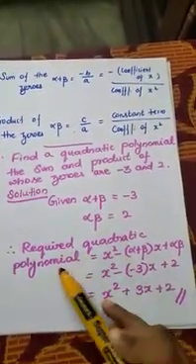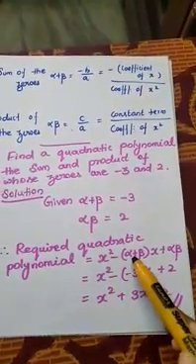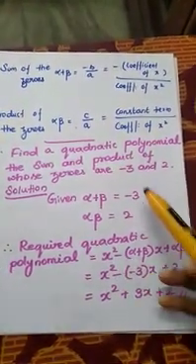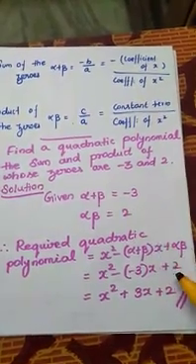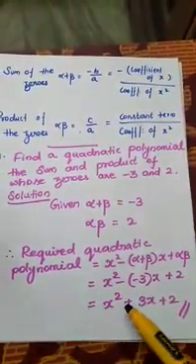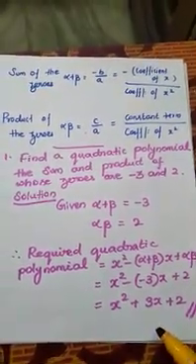Next we have to form a quadratic polynomial. The formula is x square minus alpha plus beta of x plus alpha beta. So x square minus of what is our alpha plus beta? Minus 3. Next alpha beta value plus 2. What is minus into minus? Plus only. So x square plus 3x plus 2 is the required quadratic polynomial.